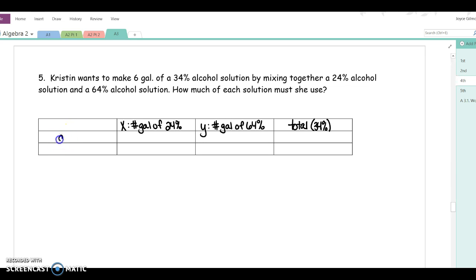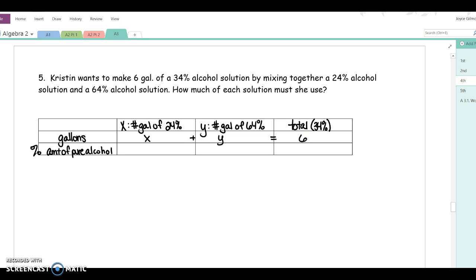So, one of our equations is going to deal with gallons, and the other equation is going to deal with the amount of pure alcohol, which is tied to the percentage. Okay, the gallons, this is the easy part. We have X gallons of the 24%, add to that Y gallons of the 64%, and that's going to give us how many total gallons does she want to make? 6.